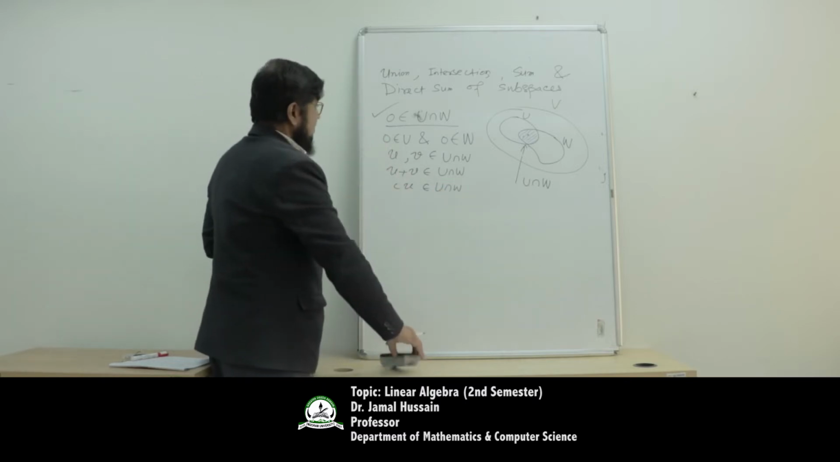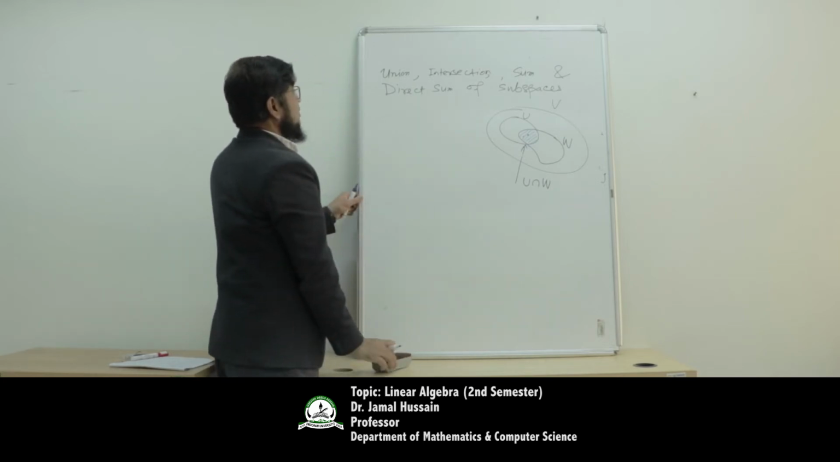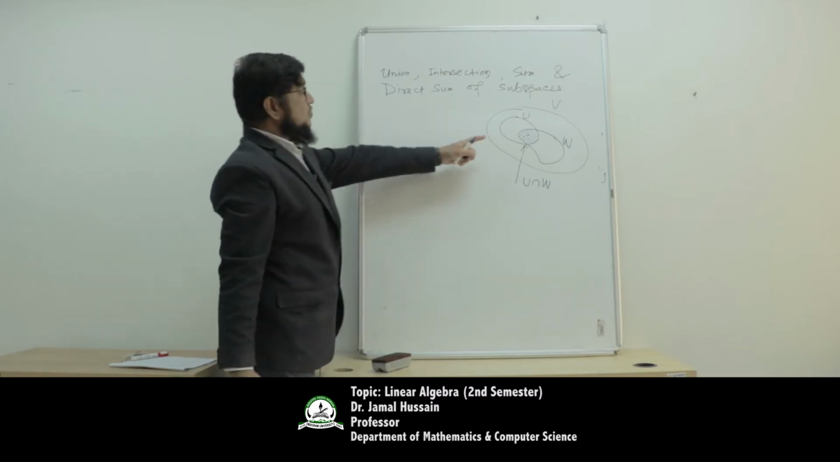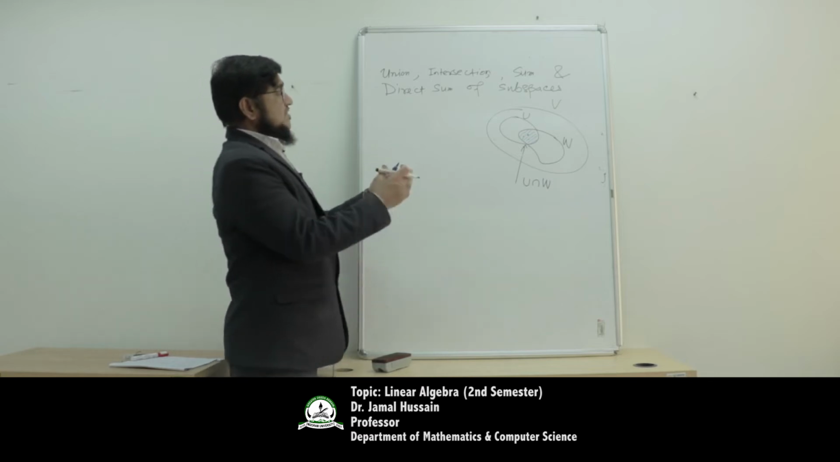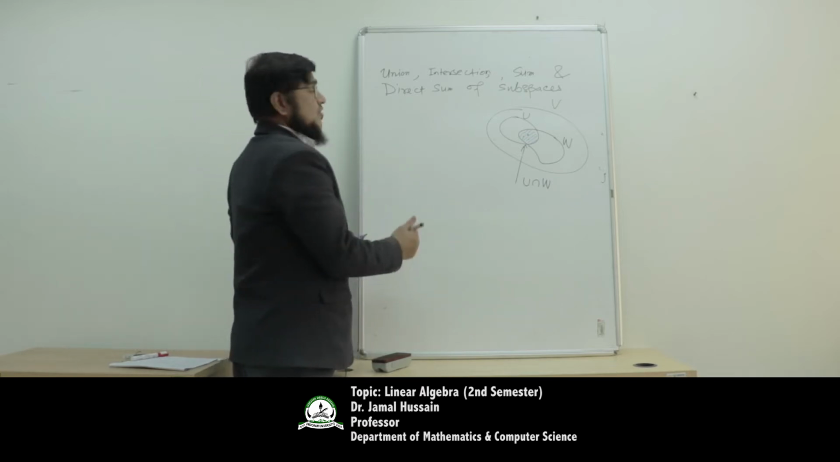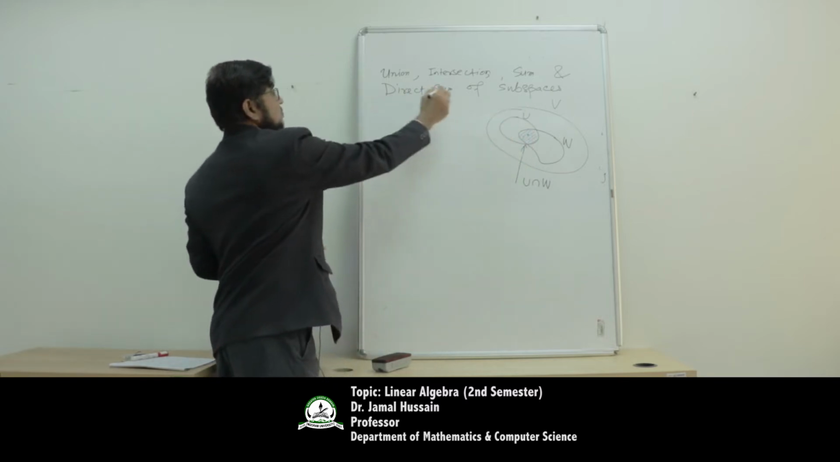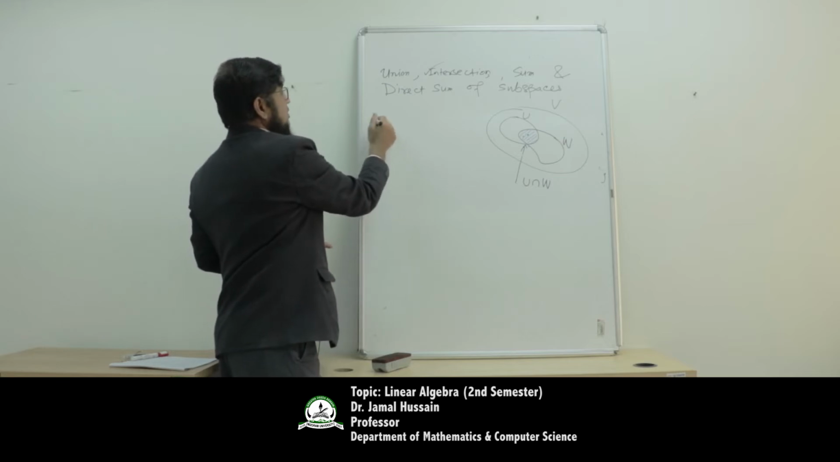So what we can conclude, or we can generalize also. This is two subspaces I am taking. It could be any number of subspaces. So the intersection of any number of subspaces will be a subspace of V. So this intersection is a subspace. Then what about the union?